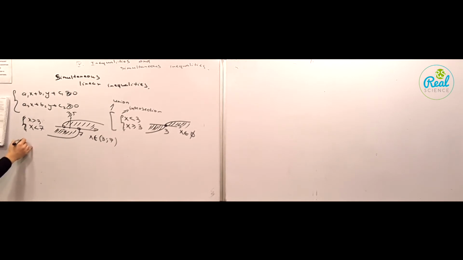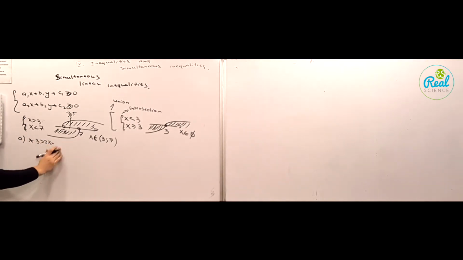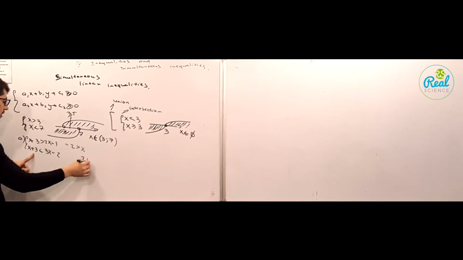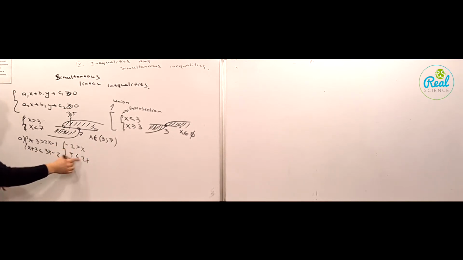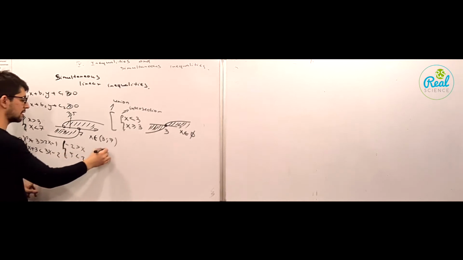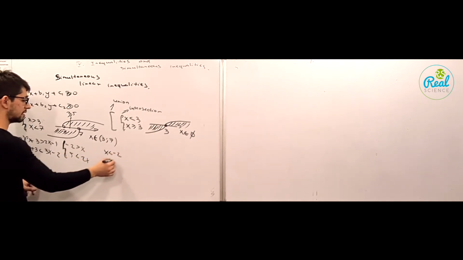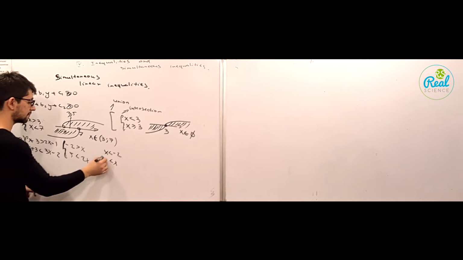So let's continue. In total here you have 6 questions. Let's see 3 or 5 of them. A: x minus 3 greater than 2x minus 1, x plus 3 less than 3x minus 2. How to solve them? 2x minus x, x is less than minus 2, and at the same time 2x is greater than 5. Let's divide both sides by 2 for the second one. Your x is less than minus 2, and your x is greater than 2.5.